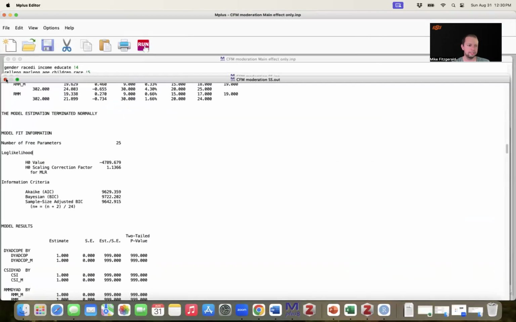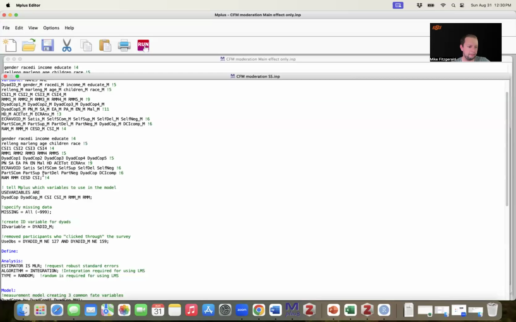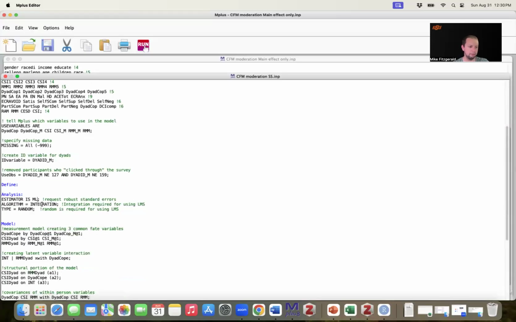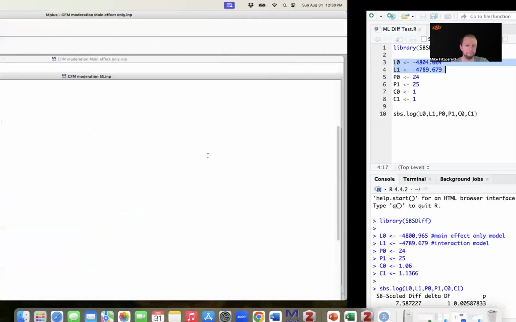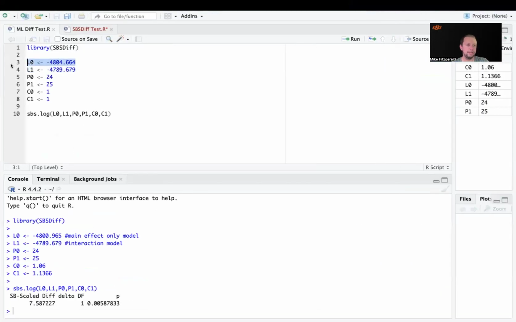So it will look something like this. It'll look like that. Just estimator equals ML, and this is the default, so you can even delete that line if you so choose. And so this is the log likelihood value from the maximum likelihood model. This is the one with the interaction in it. So this is main effect only, and then this will be the interaction model.